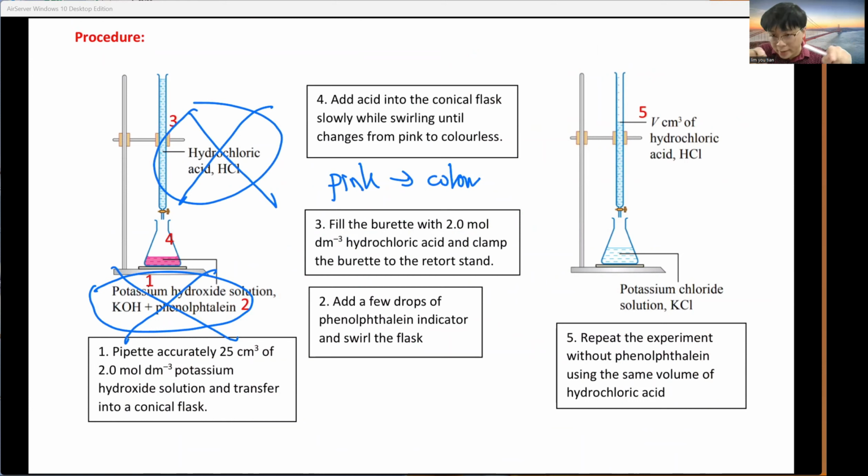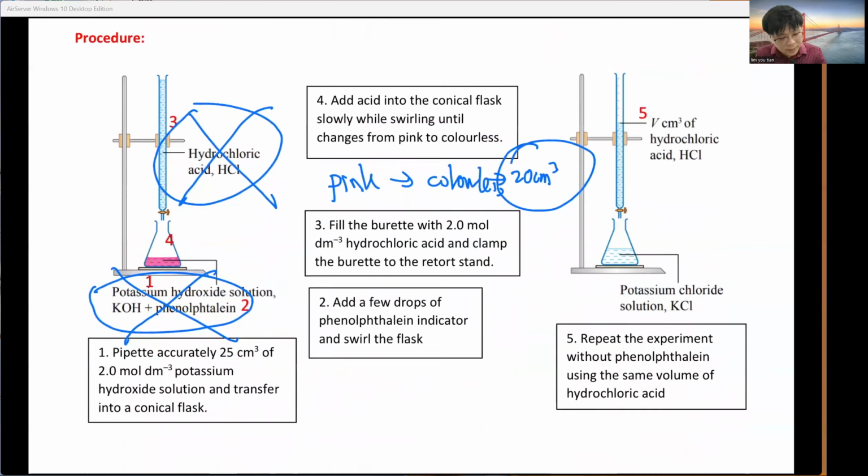So at this time, you record down the volume. Let's say you get 20 cm3. Then you repeat the experiment again using the same 20 cm3 and do the neutralization, now without the phenolphthalein. Although you don't see pink to colorless, you know it is already neutral, because the previous experiment told you 20 cm3 is neutral, meaning no more acid, no more alkaline, left only salt. So this is the brief idea of this part.